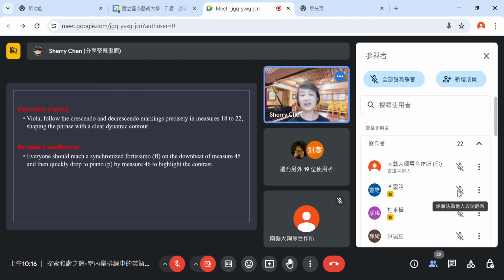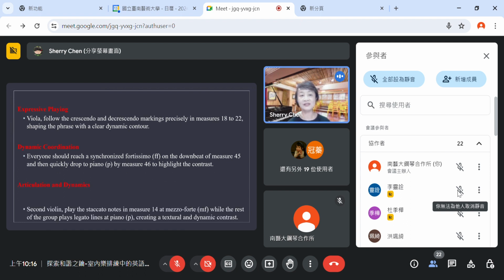Dynamic coordination. Everyone should reach a synchronized fortissimo on the downbeat of measure 45 and then quickly drop to piano by measure 46 to highlight the contrast. 所以这个地方 I'm describing from fortissimo to piano. So there's a huge contrast from measure 45 to 46. There's a huge change there. So this is how one should describe the dynamic coordination.